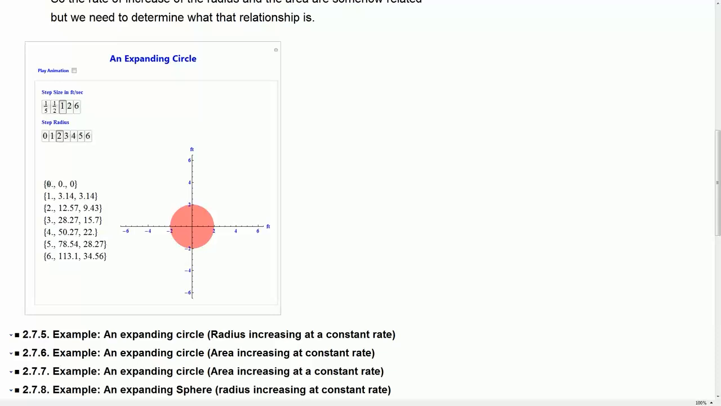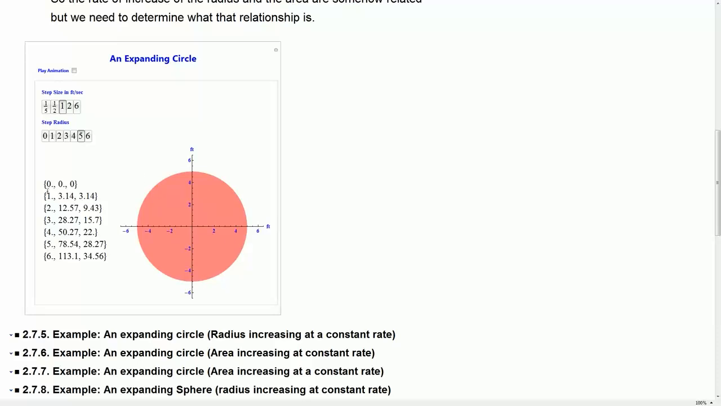So from 0 radius to 1, the area changed by 3.14. From 1 to 2, the area changed by 9.43. As I go from 2 to 3, the area is going to change by 15.7. And as I keep stepping, the change in the area is getting larger and larger. So every single step for the radius corresponds to a larger increase in the area.